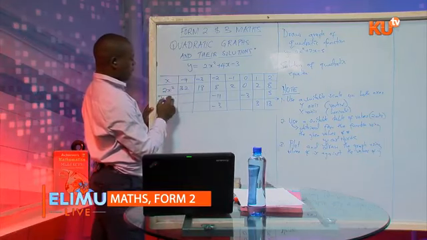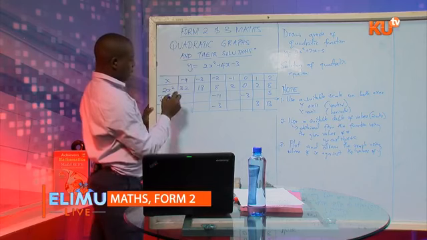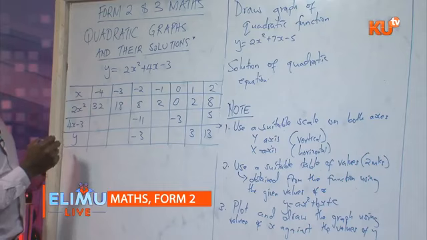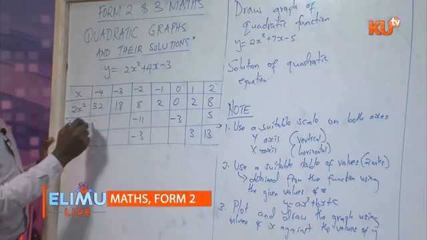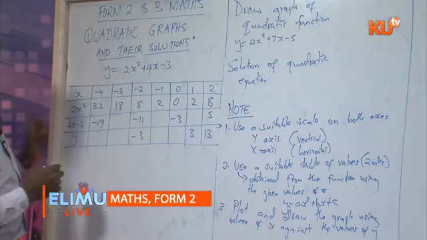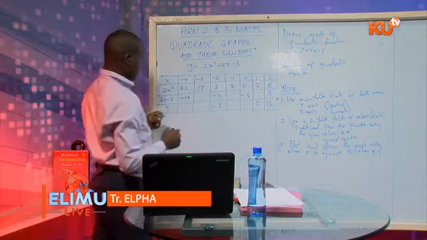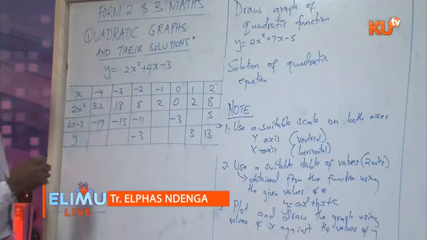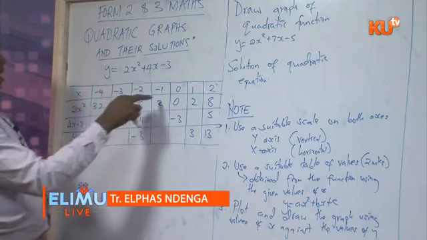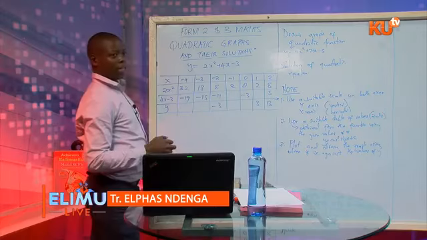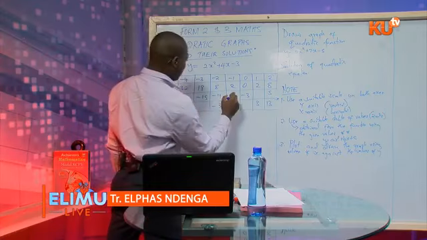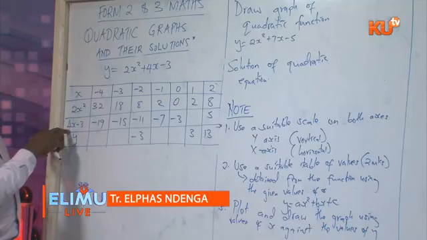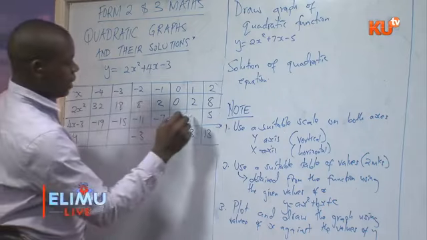On this row, what we have is 4x minus 3. So we take 4 times -4, that is -16, minus 3 gives us -19. 4 times -3 is -12, minus 3, -15. 4 times -1 is -4, minus 3, -7. 4 times 1 is 4, minus 3 is 1.